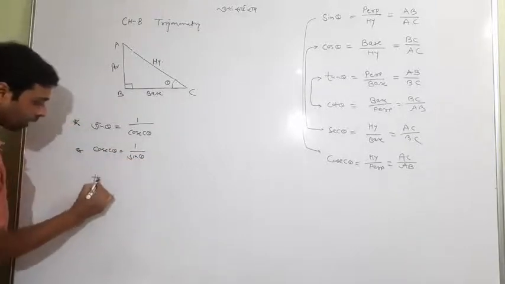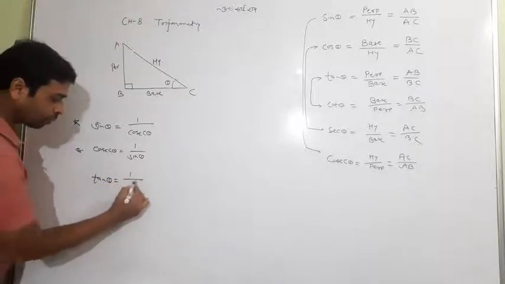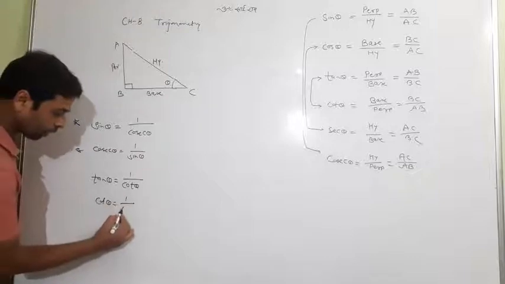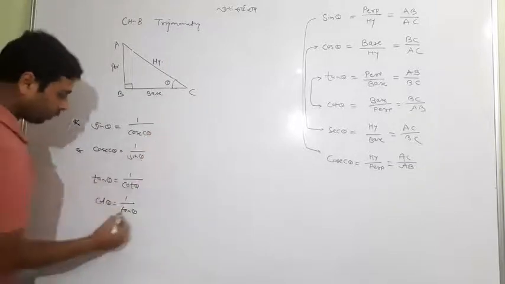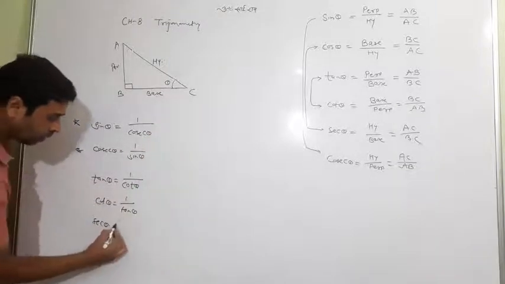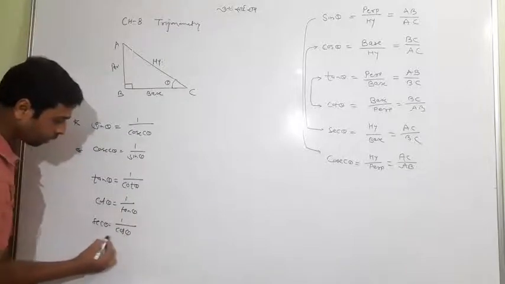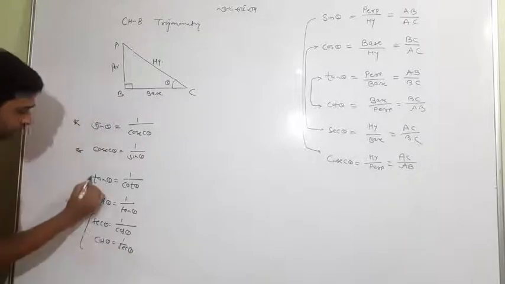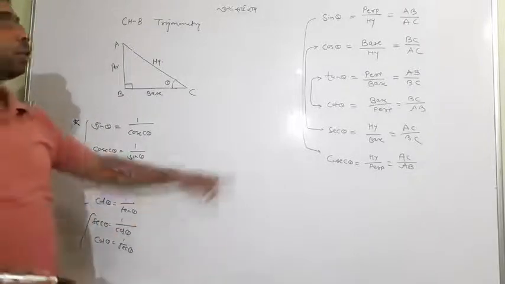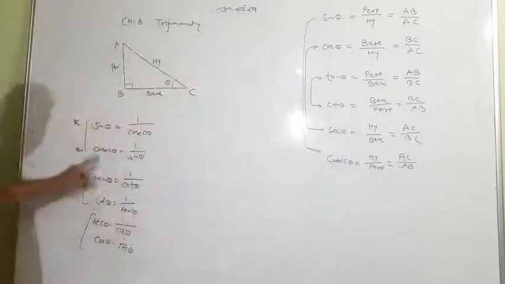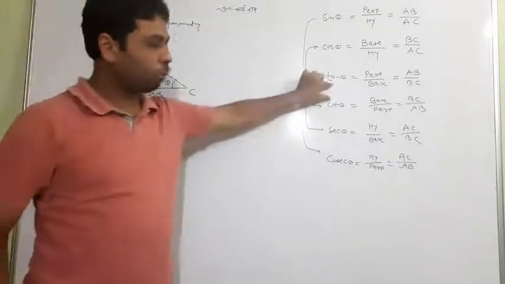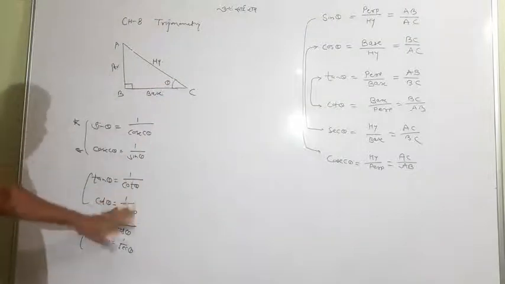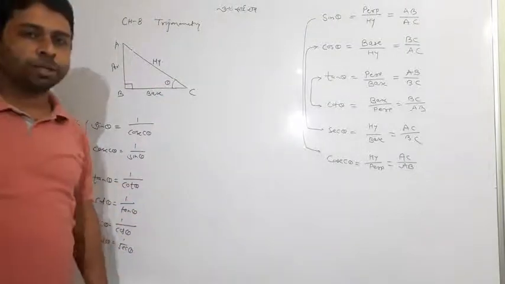Now similarly tan theta can be written 1 by cot theta, so cot theta may be written 1 by tan theta. Now further sec theta is 1 by cos theta, and cos theta is 1 by sec theta. Look at the pairs. Sine and cosec are reciprocal to each other. Look at tan and cot, reciprocal to each other, and sec and cos are reciprocal to each other. So these are 6 major important formulas I have explained here.